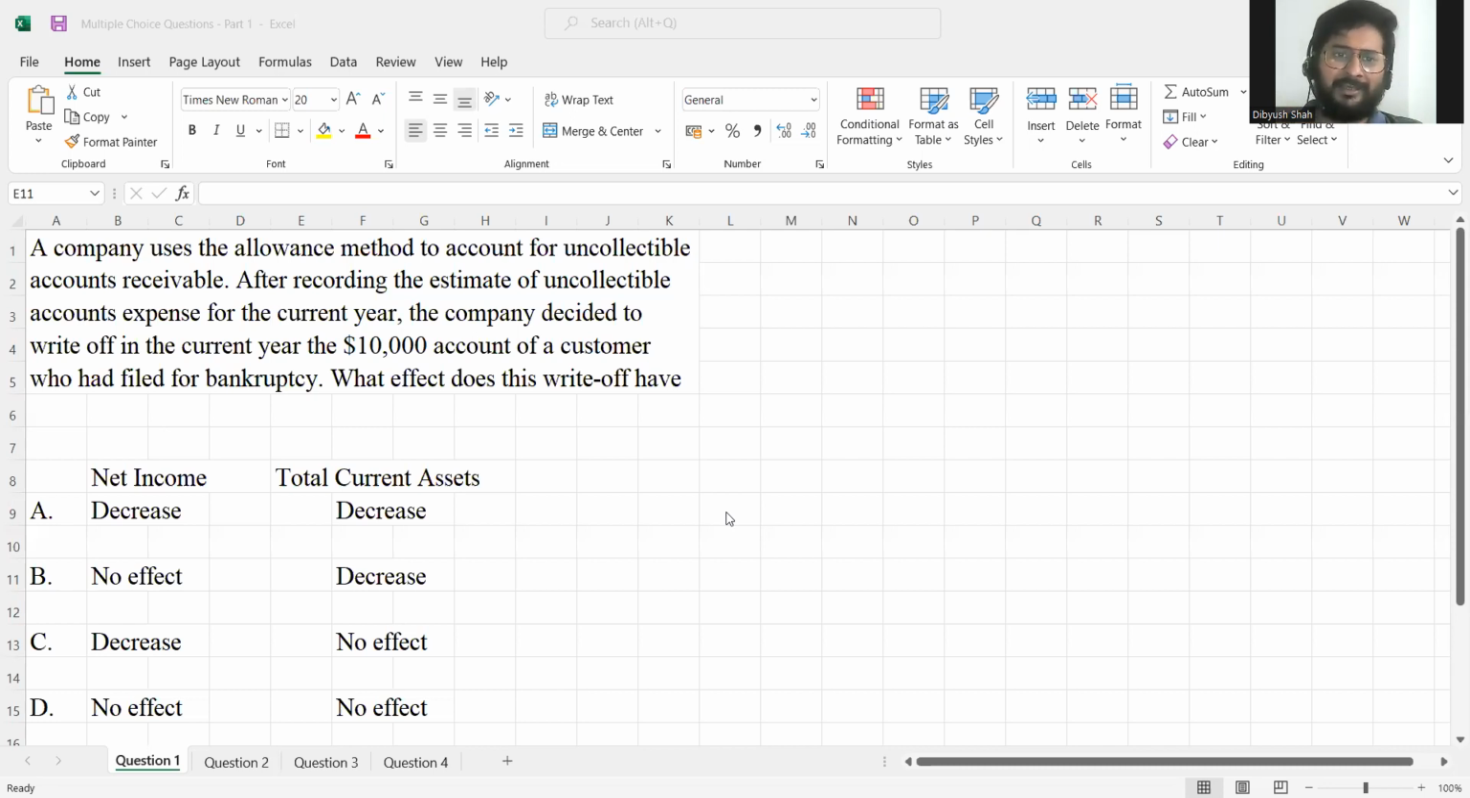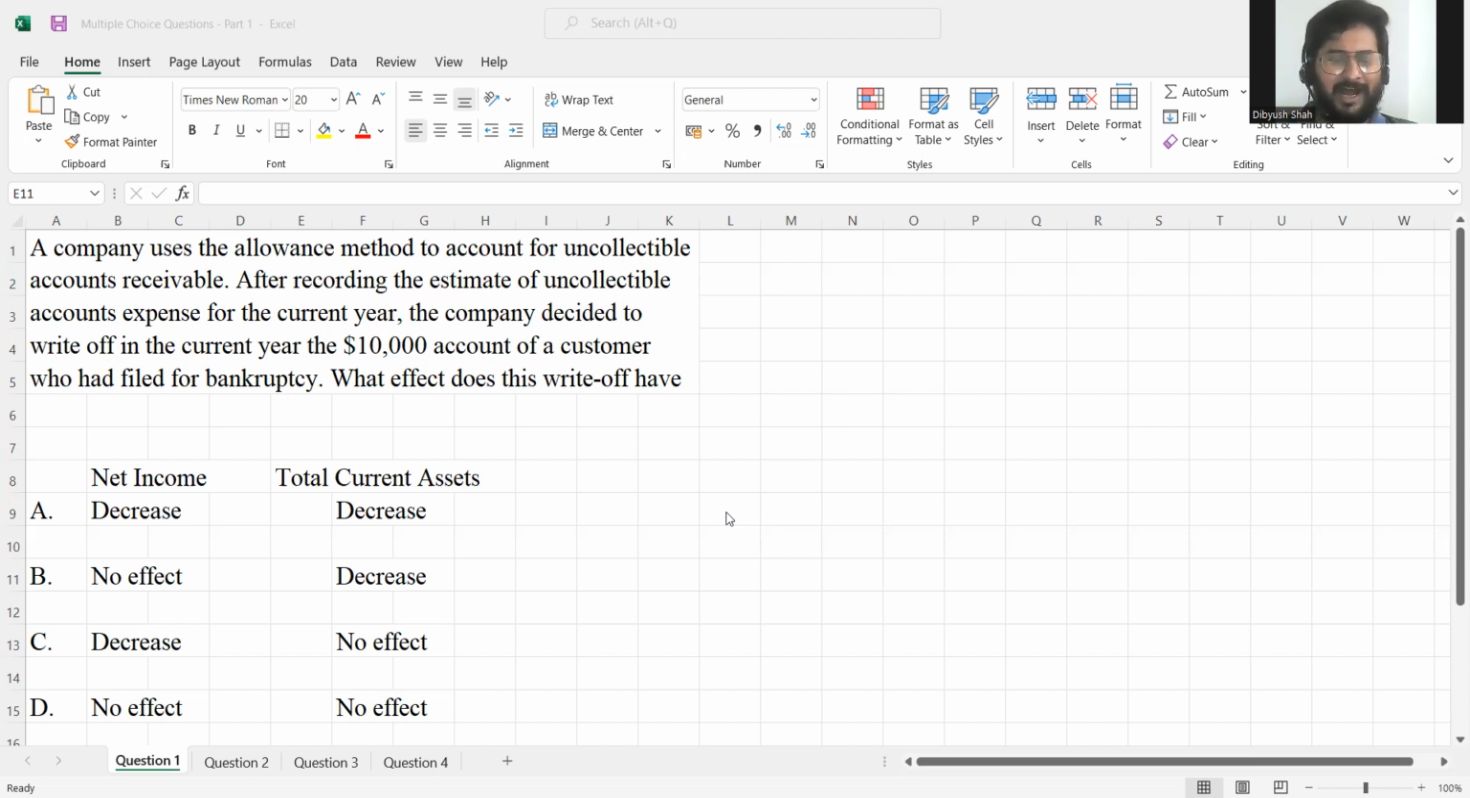A company uses the allowance method to account for uncollectible accounts receivable. So a company is using the allowance method to account for uncollectible debts. After recording the estimate of uncollectible accounts expense for the current year, the company decided to write off in the current year a $10,000 account of a customer who had filed for bankruptcy. So understand what has happened till now in the question.